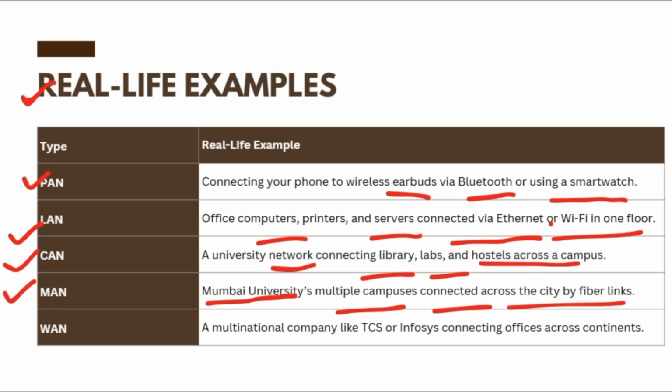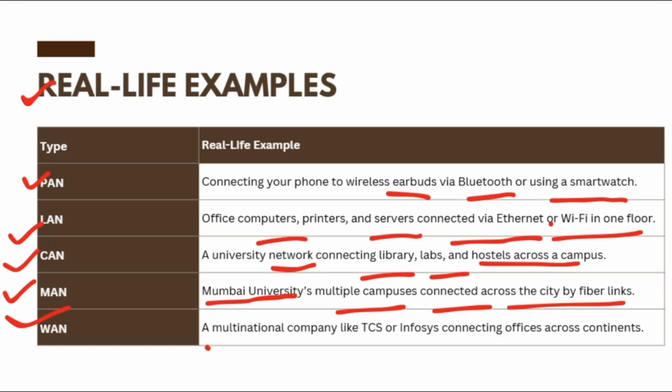So there is a university which has multiple campuses in one city. So they will be connected by a fiber link. So this is your MAN, Metropolitan Area Network. Fifth is a WAN. WAN is a wide area network which covers very large scales of a geographical area like a country or a whole world.